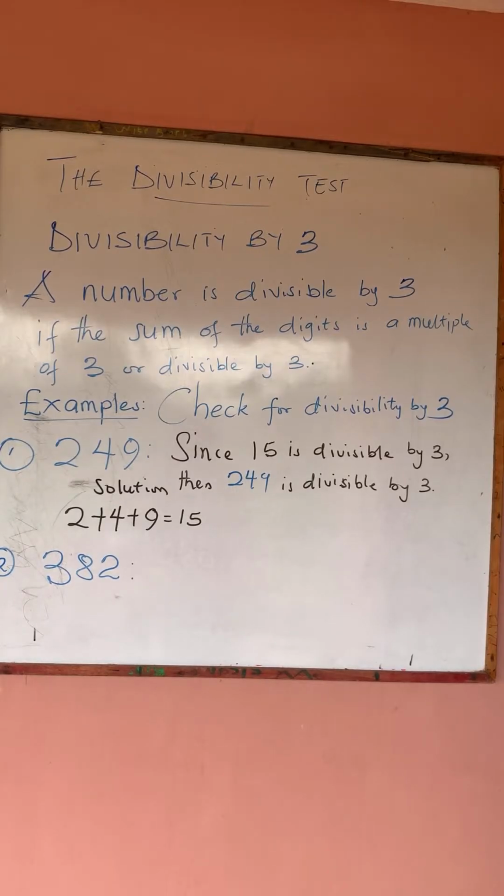So let's get to work. Check for the divisibility by 3 for 382. If it is divisible by 3, please write in the comment section that it is divisible by 3. And if it is not, you write that it's not divisible by 3.